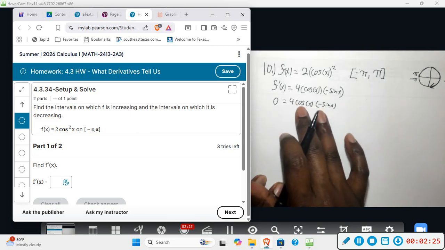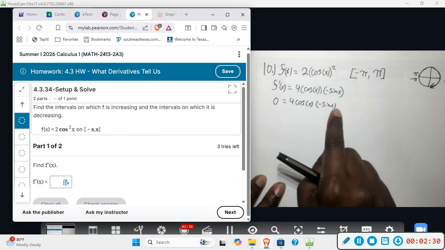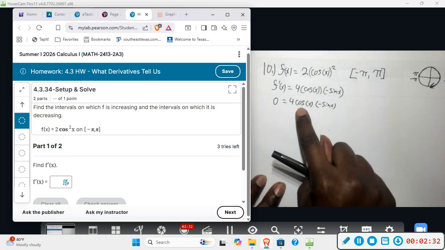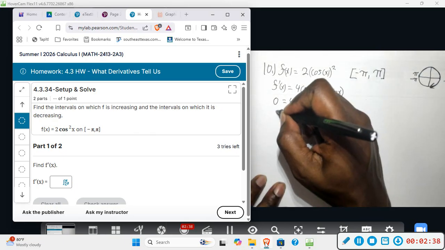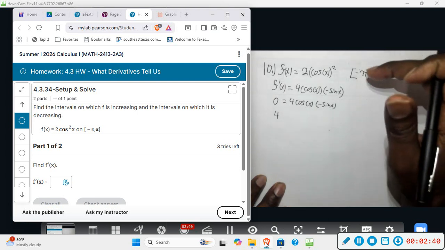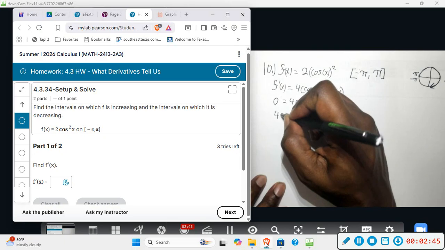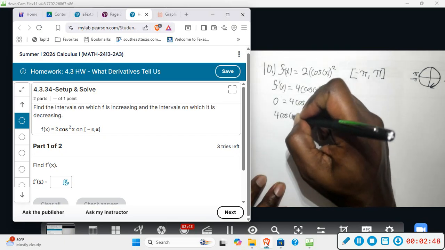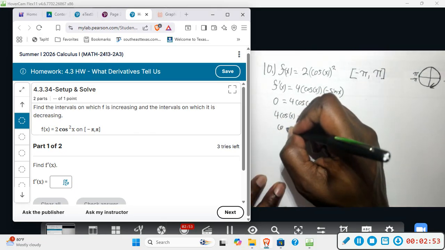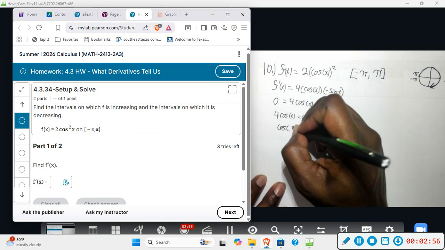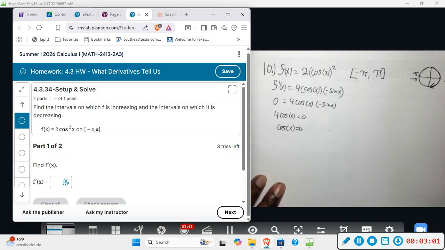Since these are two products, the only way that this is equaling 0 is if sine of x is equal to 0 or if cosine is equal to 0. Either one of those equals 0, the whole thing equals 0. So we're going to try to find out what values between negative pi and pi give us 0 for each of these. So we got 4 cosine of x equals 0. Divide by 4, so cosine x equals 0.